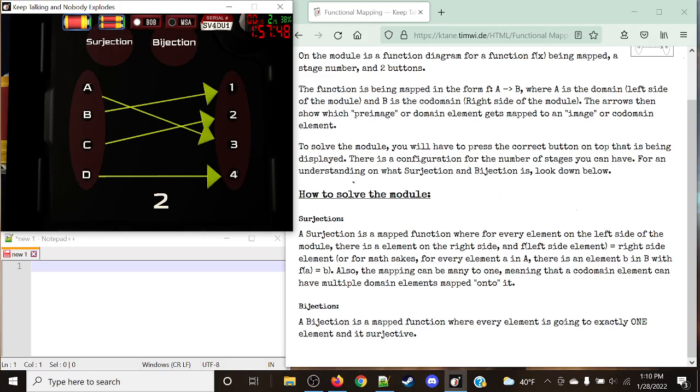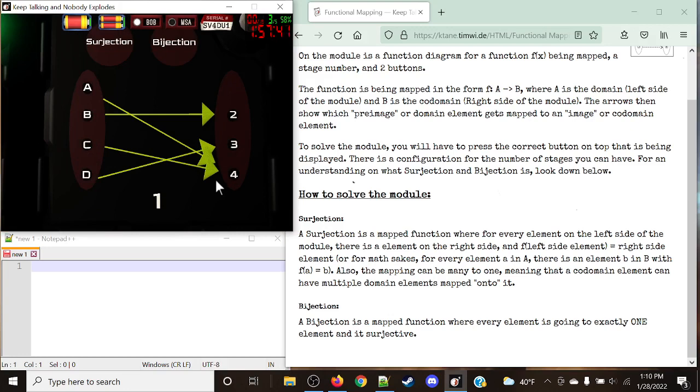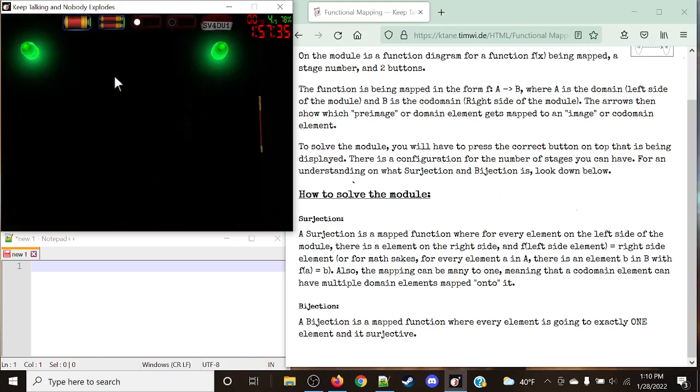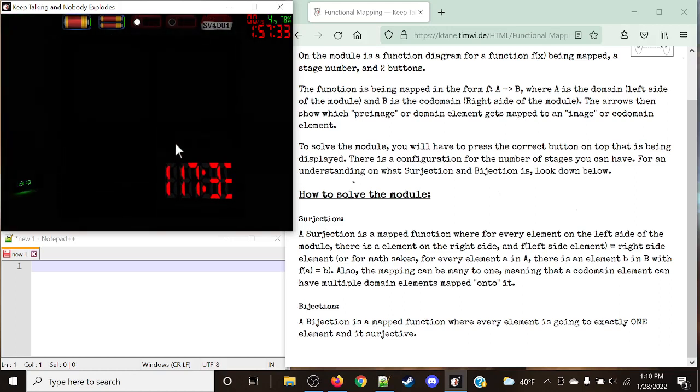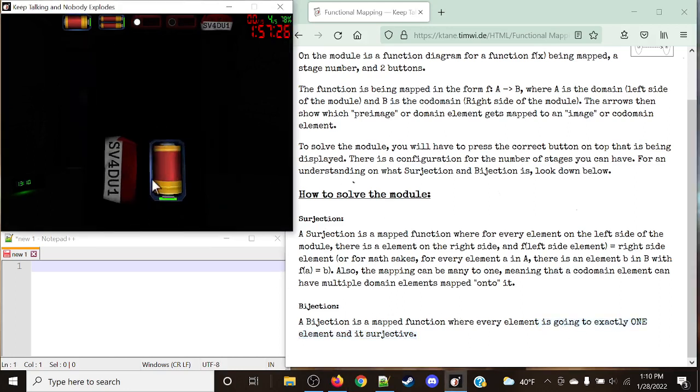All points are going to each individual point here. We have 1 going to 1, we have 1 going to 2, we have 1 going to 3, and 1 going to 4. This is a bijection. We have 2 going to 4, that's immediately a surjection. And we have all of them going to 2, that is a surjection. A bijection specifically is a map function where every element goes to exactly one element and is surjective. That's just the way that it explains it.